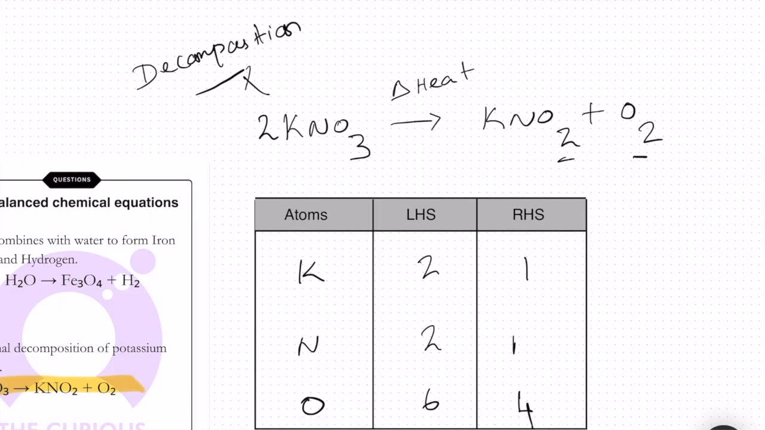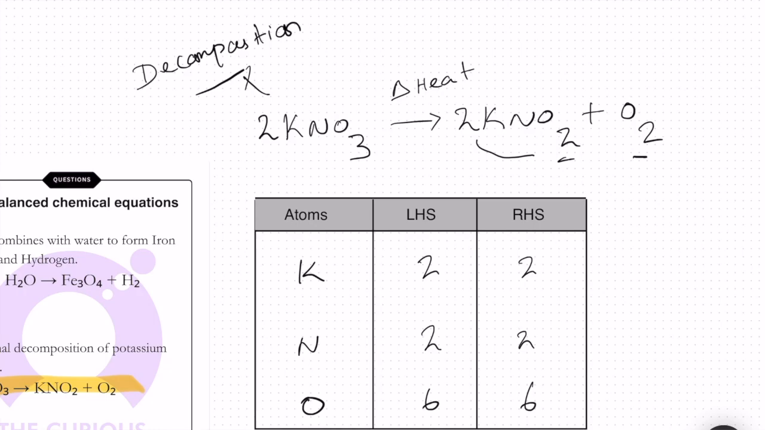Let's see what happens if we multiply the KNO2 on the RHS by the coefficient 2. The number of atoms of potassium is once again 2, nitrogen becomes 2, and oxygen becomes 4, and then we have 1 singular element of oxygen that adds up to 6. So we have successfully balanced the chemical reaction once again.